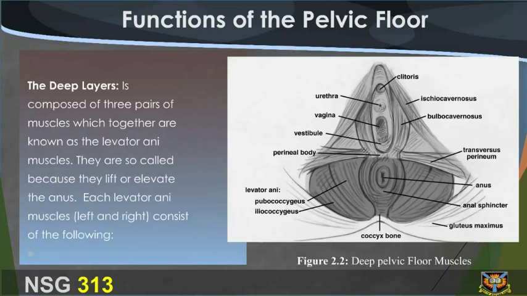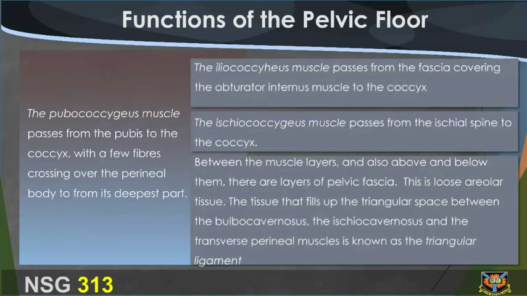The deep layer is composed of 3 pairs of muscles, which together are known as the levator ani muscles. They are so called because they lift or elevate the anus. Each levator ani muscle, left and right, consists of the following. The pubococcygeus muscle passes from the pubis to the coccyx, with a few fibers crossing over the perineal body from its deepest part. The iliococcygeus muscle passes from the fascial covering of the obturator internus muscle to the coccyx. The ischiococcygeus muscle passes from the ischial spine to the coccyx.